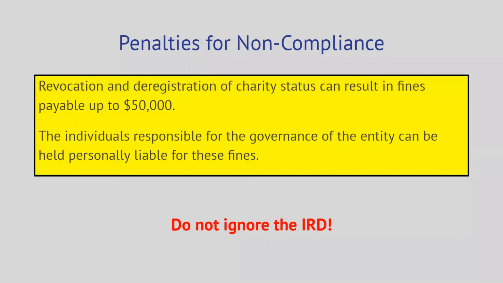So this is the really important one. There are penalties for non-compliance. A revocation and deregistration of charity status and then continuing to operate as a charity can result in fines payable up to $50,000. The individuals responsible for the governance of the entity, so this would include the treasurer, can be held personally liable for these fines. So if you aren't sure of your charity status, check on the Charities Services website or seek further advice. You can't ignore the IRD, and this is a really important note to take away.